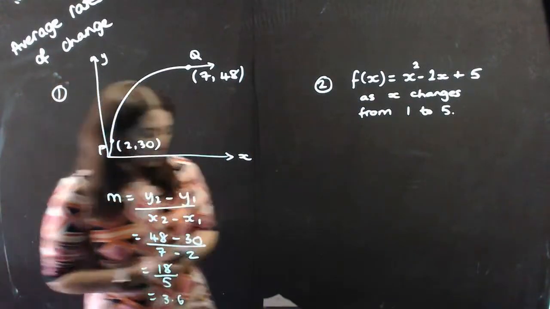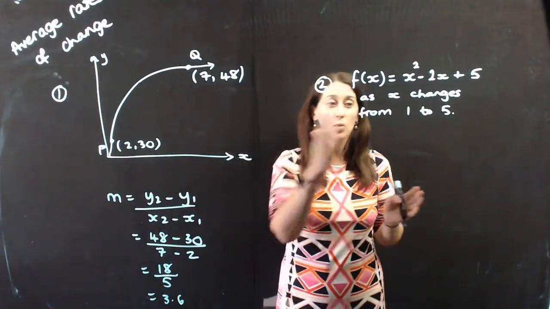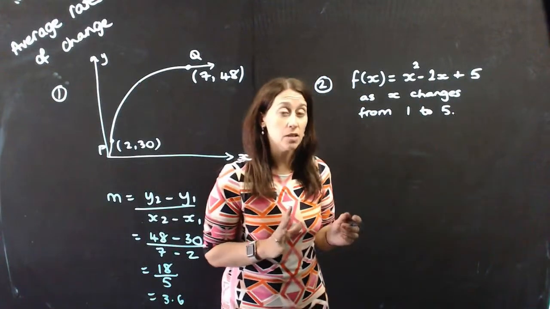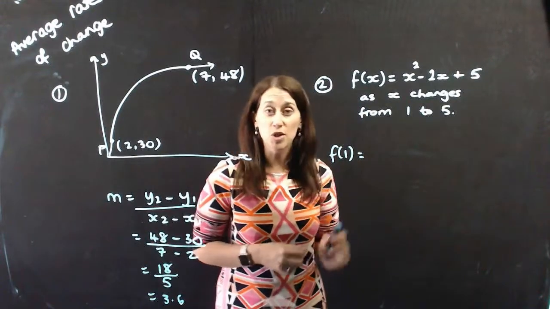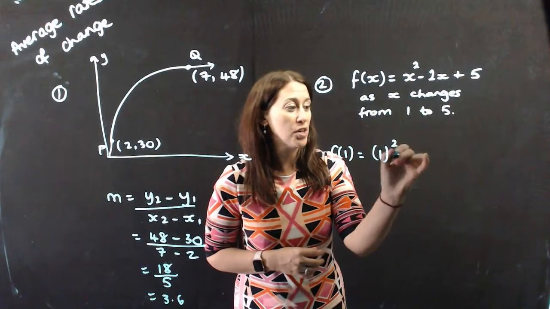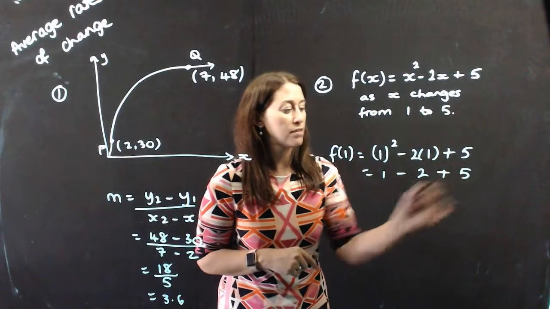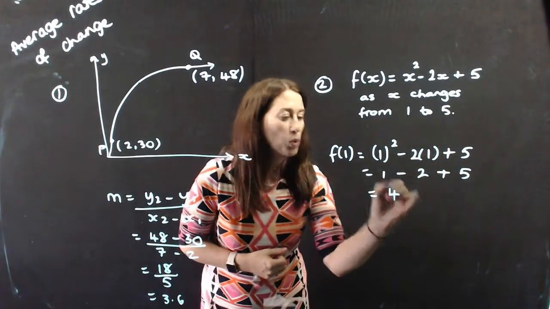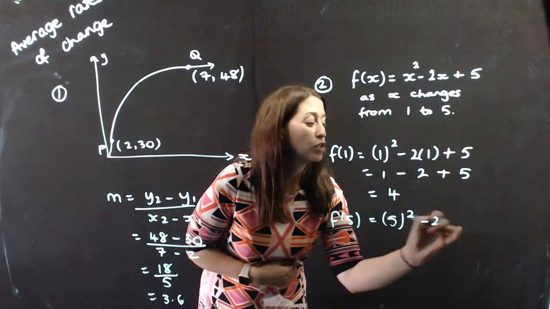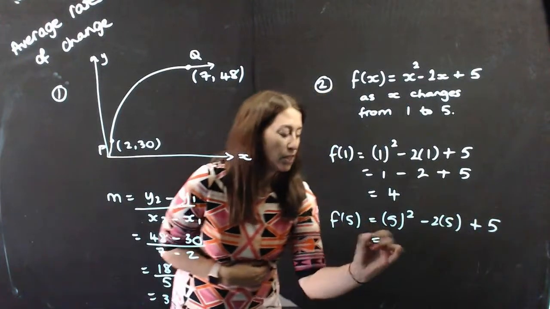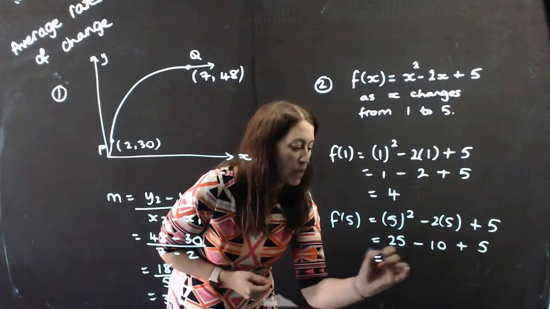Now looking at this function, I've got to find how it changes from x is 1 to 5. So the first thing I've got to do is find out what f of 1 and f of 5 are. I'm going to substitute x is 1 into this polynomial, and I get 1 squared is 1, take away 2, plus the 5, which is 4. Now let's work out f of 5. So I've got 5 squared, take 2 lots of 5, plus 5. 5 squared is 25, minus 10, plus the 5 is 20.